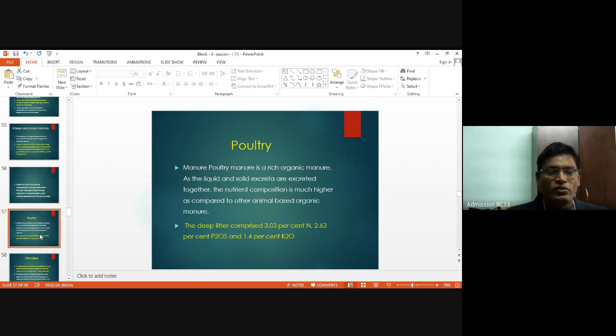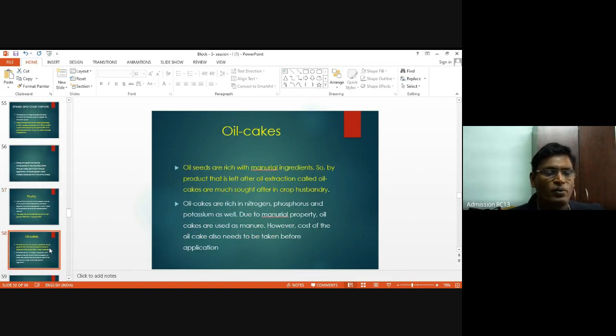So the poultry manure is rich in organic manure as the liquid and solid are excreted together. The nutrient composition is much higher as compared to other animal-based organic manure. That means the poultry manure waste has higher nutritive value, so it can be used as manure. The deep litter comprises 3.30% of nitrogen, and potassium and phosphate from this poultry manure or waste. Then come to the oil cakes.